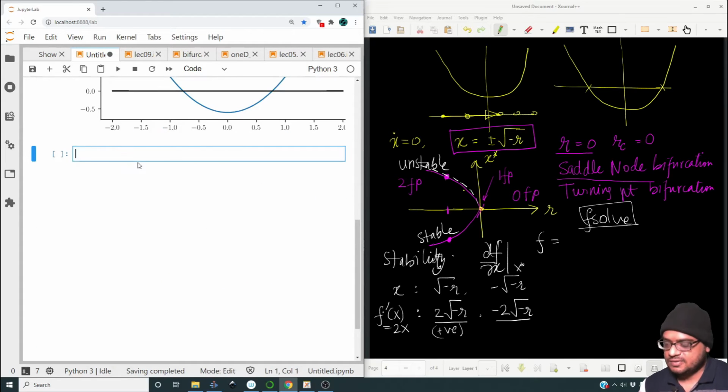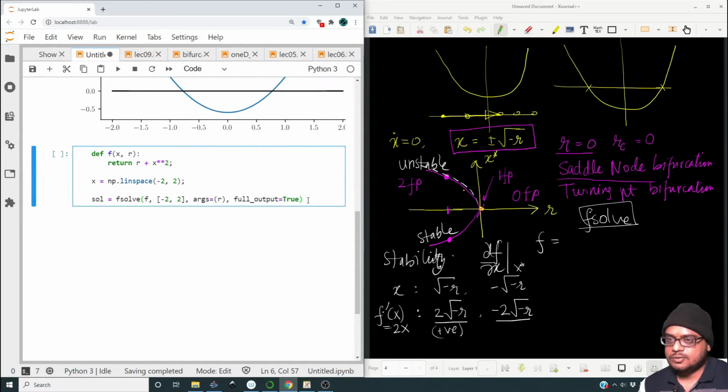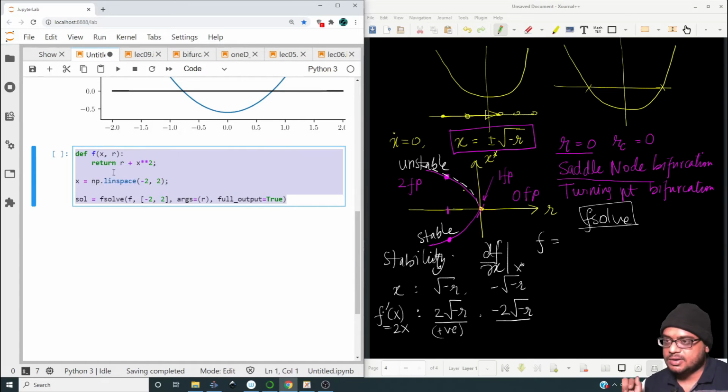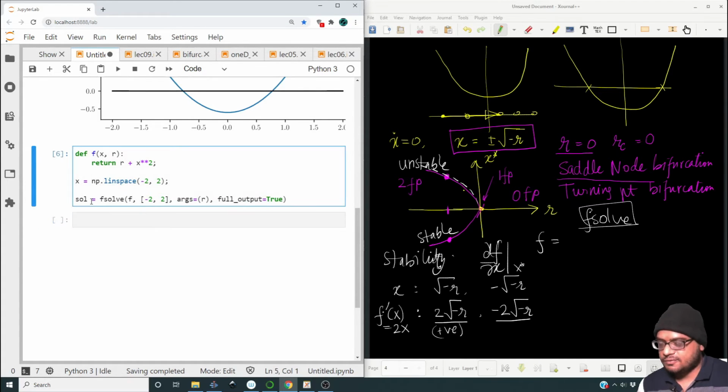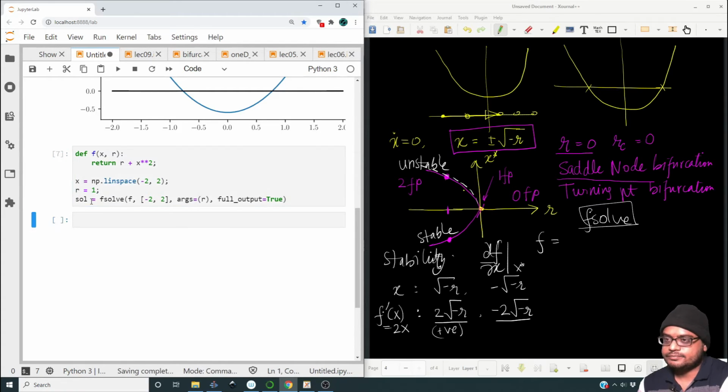Let me go to a different cell. Okay, so let me make the correct one. Let me run this and see if there's an error. It ran properly. I have not gotten r passed from this cell. It is using the r from the previous cell. So let r be equal to 1.